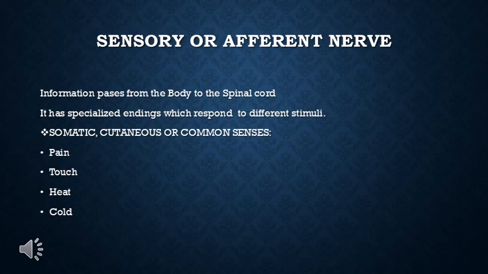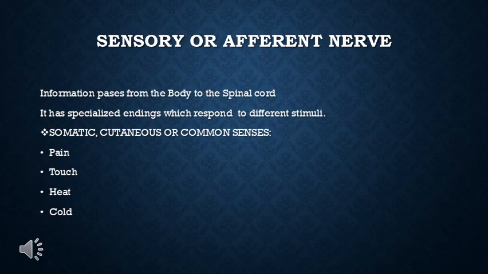That could be a touch, that could be a pressure. What is pressure and how is it going to be sensed by our body? The pressure is going to be sensed by our body through baroreceptors, which are not included in the sensory or the afferent nerves. As you can see that there is somatic, cutaneous or common senses.